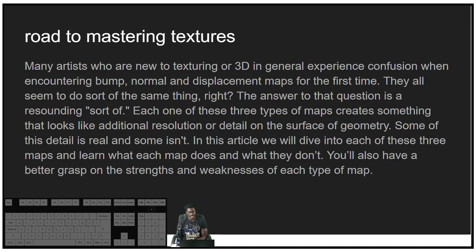Alright, so many artists who are new to texturing or 3D in general experience confusion when encountering bump, normal, and displacement maps for the first time. They all seem to do sort of the same thing, right? Well, the answer to that question is a resounding sort of. Each one of these three types of maps creates something that looks like additional resolution or detail on the surface of geometry. Some of this detail is real and some of it really isn't.